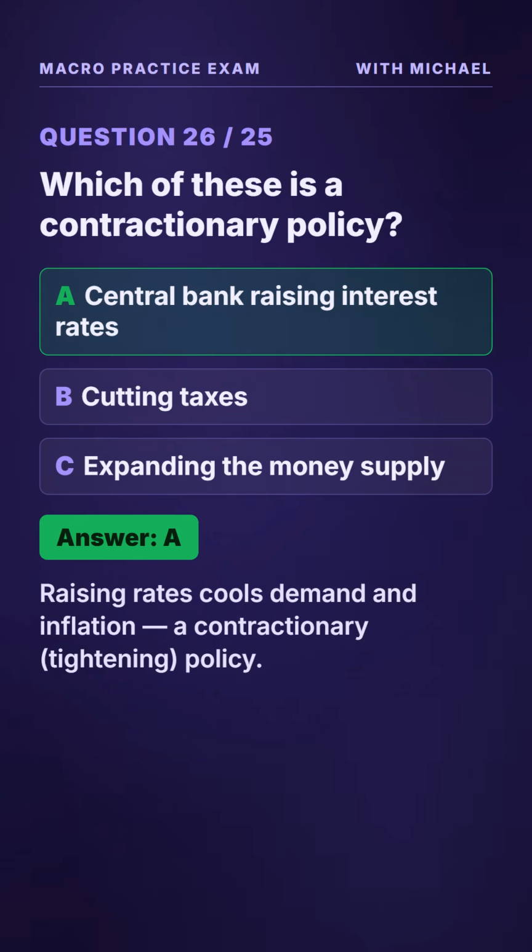Question 26. The correct answer is A. Raising rates cools demand and inflation, a contractionary, tightening policy.